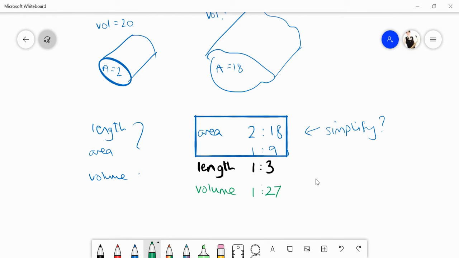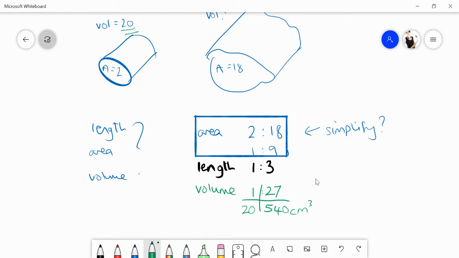I'm given one of the volumes, so I can now do a proportionality grid. I know that this volume here is 20 in the smaller shape. So I can do an exact proportionality thing up, which will give me a volume for the bigger shape of 540, whatever they are. Well, I'll assume they're centimeters.